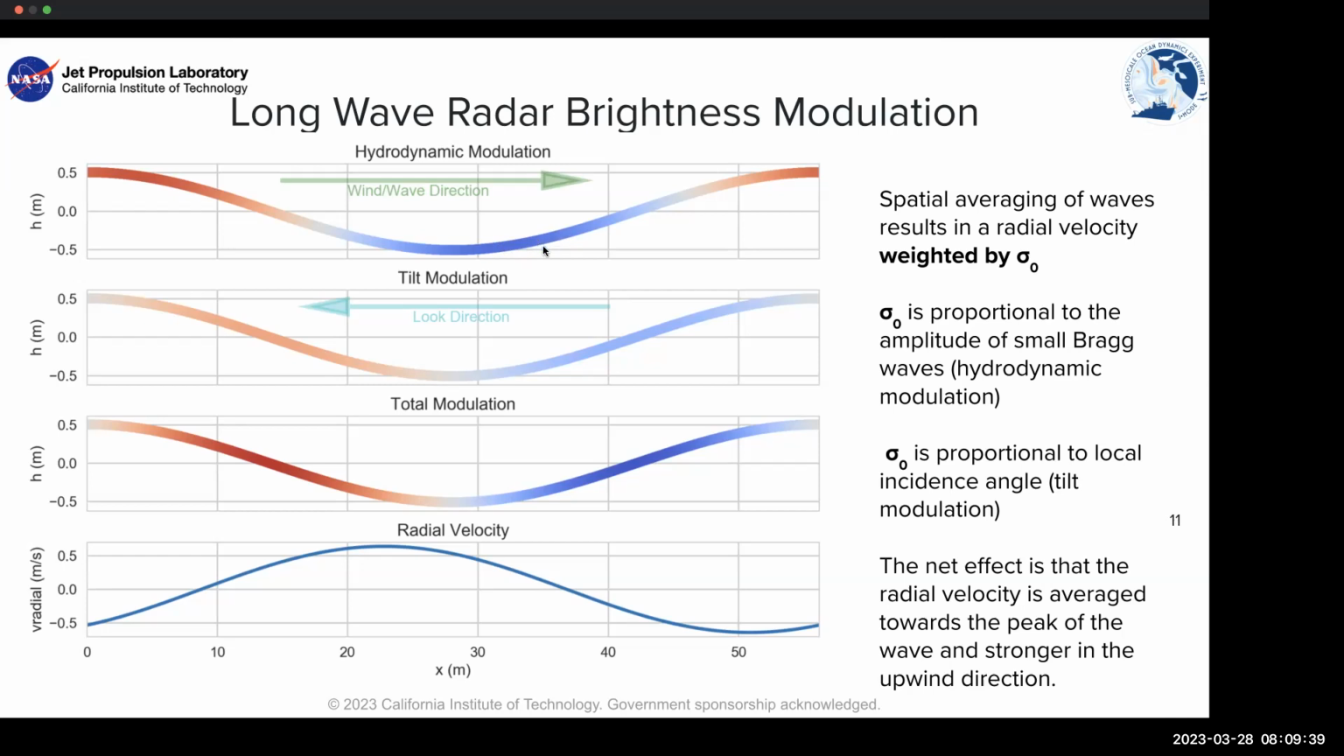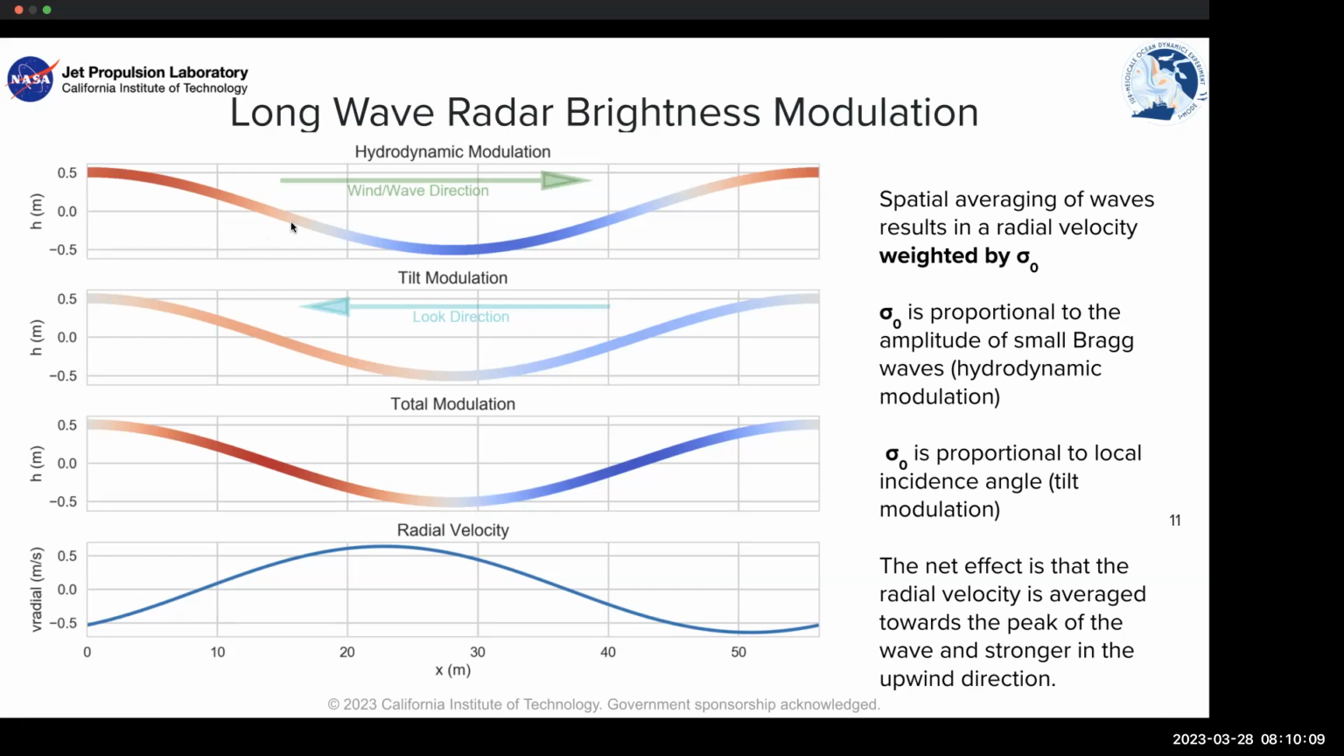So if that were the whole story, then you would have a brighter return from the top than from the bottom. And the radial velocity is symmetric for this wave. But because there's a brighter return from the top than from the bottom, it would not cancel out. So you would have a significant radial component added to the velocity.